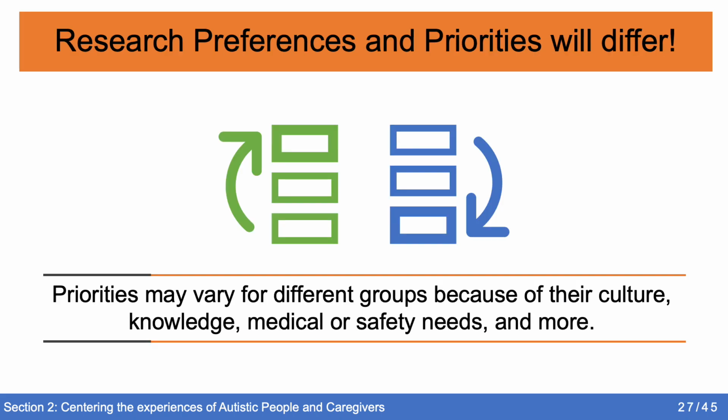Priorities may vary for different groups of people because of their culture, knowledge, medical or safety needs, and more. For example, many people want more acceptance of communication with AAC instead of speech, but some community members may prioritize research about speech because they cannot afford an AAC device, or they may want to avoid stigma associated with AAC in certain settings. We can continue to increase access and knowledge about AAC to address these concerns while still researching therapies for spoken language to meet the needs of community members with these concerns.